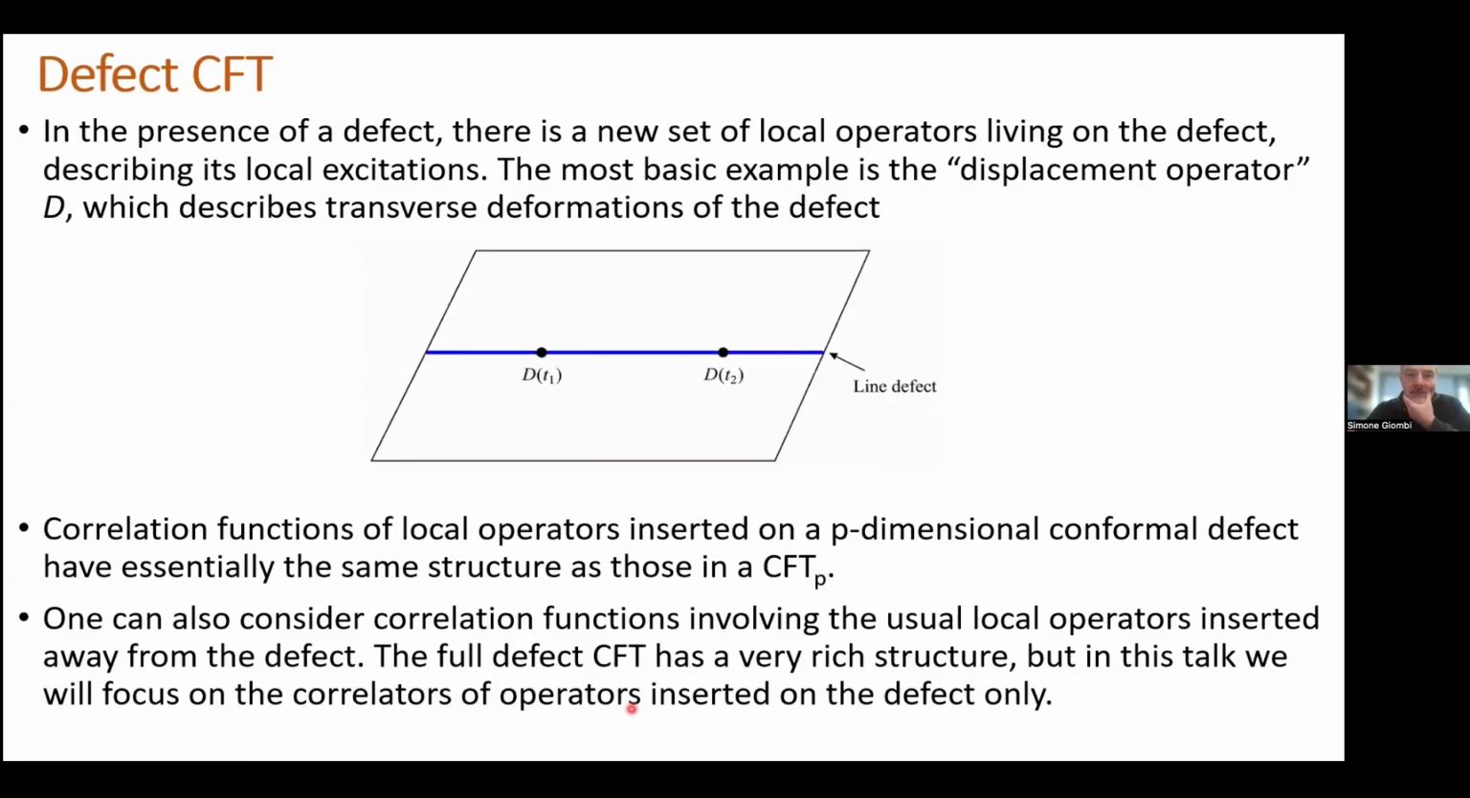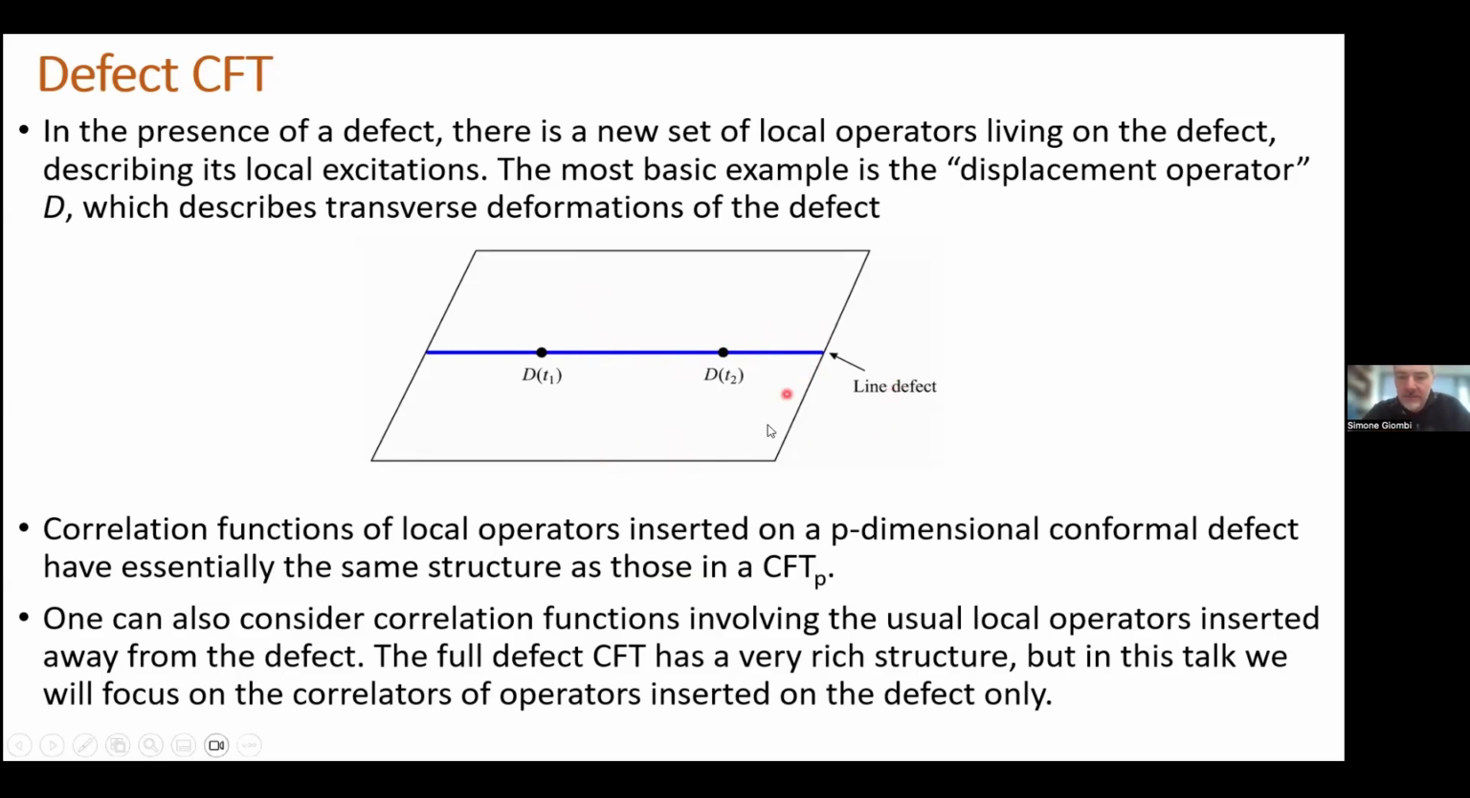So in the presence of a defect, in addition to the usual local operators that you can still insert away from the defect, the usual CFT operators, there is now an additional set of local operators that live on the defect and describe the local excitations of the defect. The most basic example is the displacement operator, here denoted as D, which describes transverse deformations of the defect.